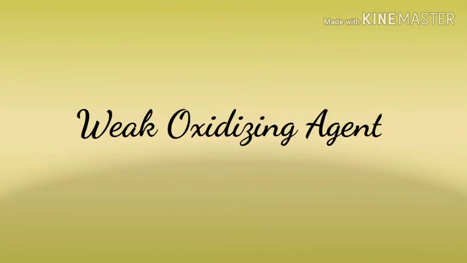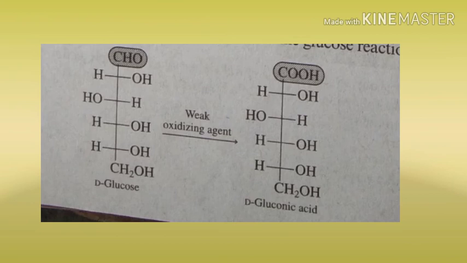A weak oxidizing agent oxidizes the aldehyde. For example, in the picture, the upper part is the aldehyde. The highlighted CHO adds one oxygen, so glucose produces gluconic acid. The aldehyde becomes COOH.